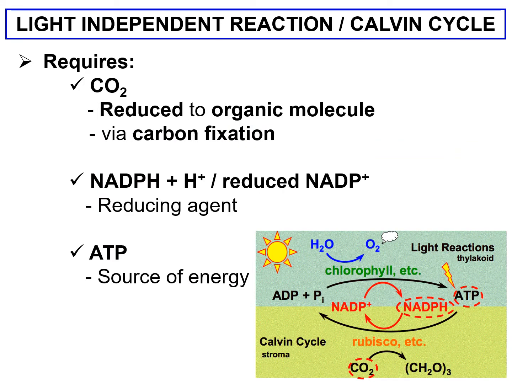Okay, what does the Calvin cycle need? The Calvin cycle needs carbon dioxide, NADPH plus H plus, or the reduced NADP plus, and ATP. The carbon dioxide will be reduced to organic molecules through a process named carbon fixation. And NADPH is needed as a reducing agent, while ATP is needed as the source of energy.